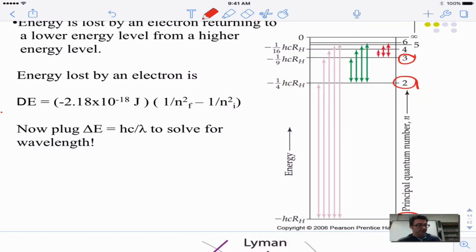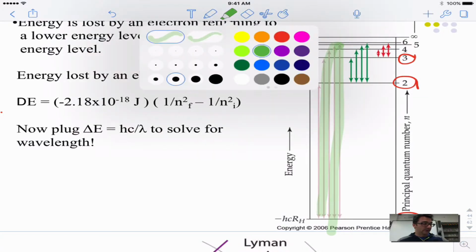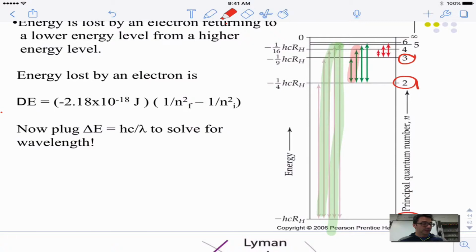Now, when we look at this, we see these pink lines right here, which I'll highlight. All of these electrons return from an excited higher state back down to the first energy level, energy level 1. We also see electrons returning from a higher energy state back down to the second energy level, and electrons returning back down to the third level. Each one of these transitions, as they're called, gives off a different amount of energy.